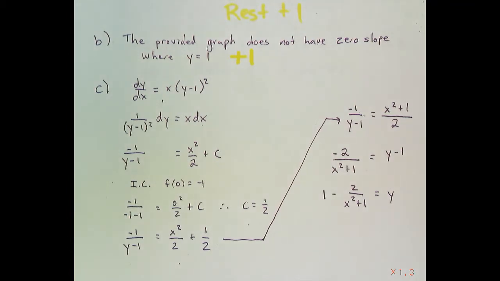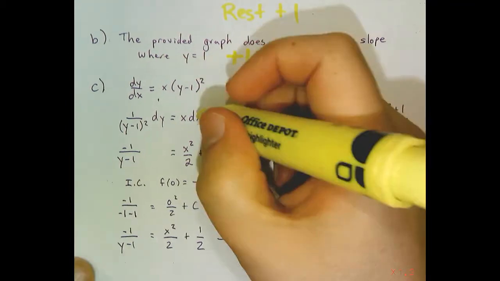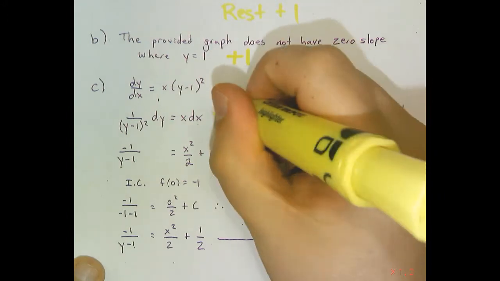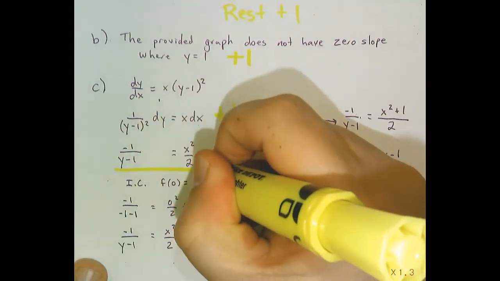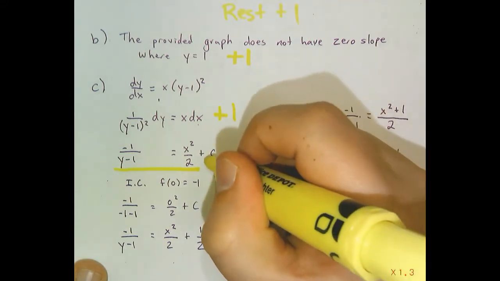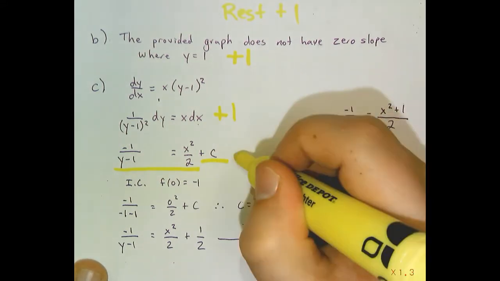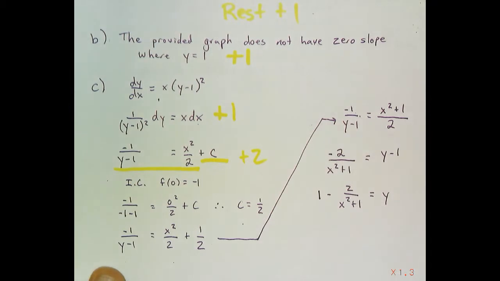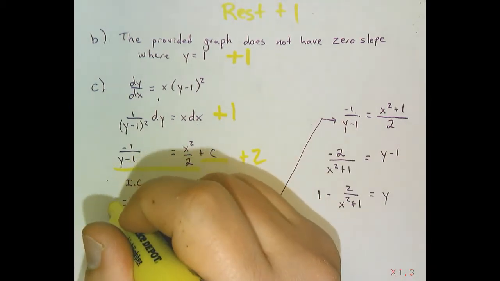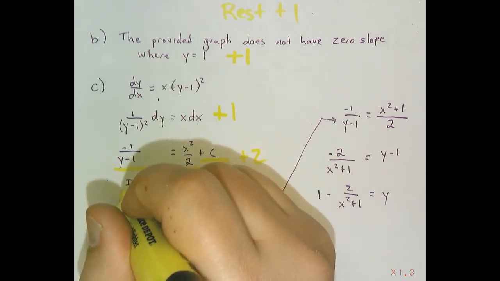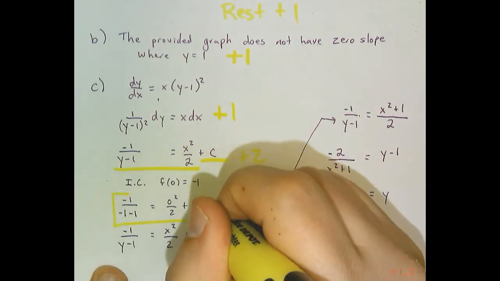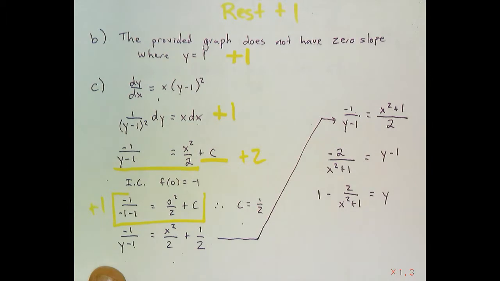This is going to be worth 5 points. 1 point for separating the variables, 1 point for the antiderivatives, and 1 point for the constant of integration. Then if you consider the initial condition, that's going to be 1 point. And then your final solution for what is y, that's your 5th point.